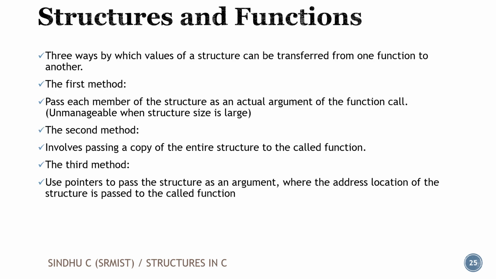Structures and functions. There are three ways by which values of a structure can be transferred from one function to another. The first method is passing each member of the structure as an actual argument of the function call. So this becomes unmanageable when the structure size is very large. The second method is passing a copy of the entire structure to the called function. The third method is using pointers, pass the structure as an argument where the address location of the structure is passed to the called function.